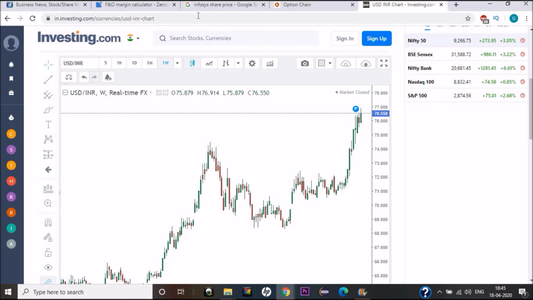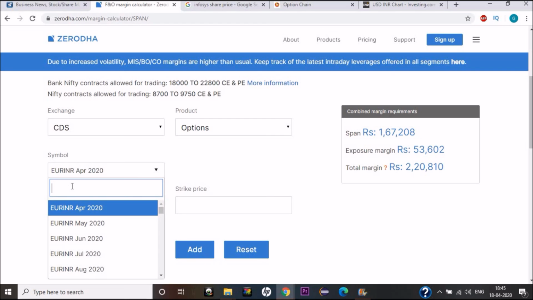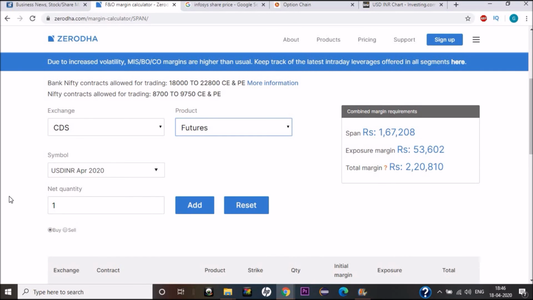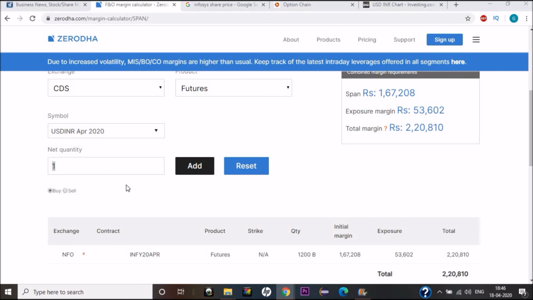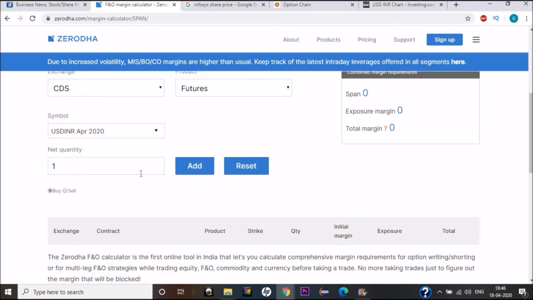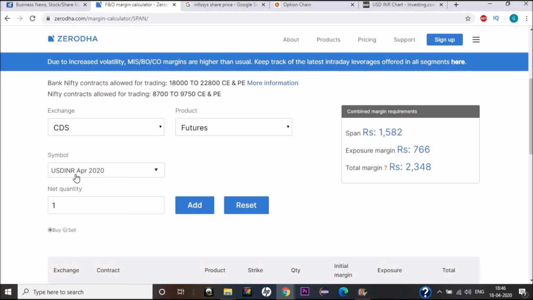However, I'll recommend trading in futures. So let me look at how much I need to pay for a future. Let's say I go with April lots. Oh, option is selected. Okay, USD INR. So one quantity, that means one lot, and I'll add it. Okay, now you can see if I want a single quantity of USD INR future, for one lot I need 2348 rupees. That's quite a small amount, you know.